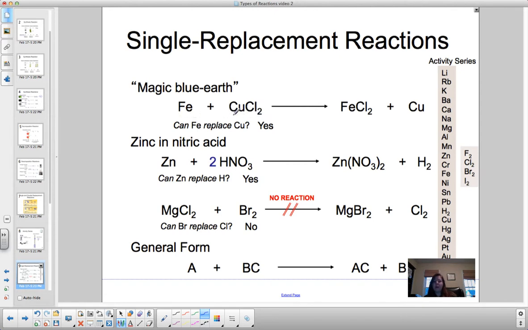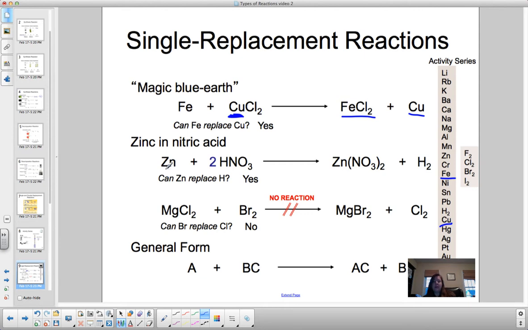Well, we already know that it can, because copper, unless it's up against silver, is a pretty good indicator that you're going to be able to replace it. Okay, so yes, iron is right here. Copper is down here. Iron has the ability to kick it out and make it on its own. So this will occur, and we're getting iron chloride plus copper on its own.